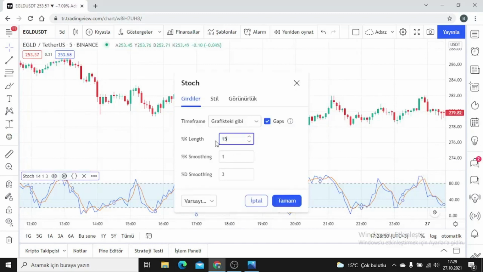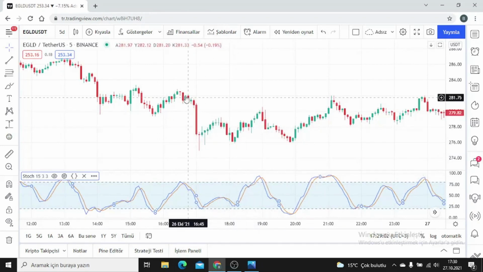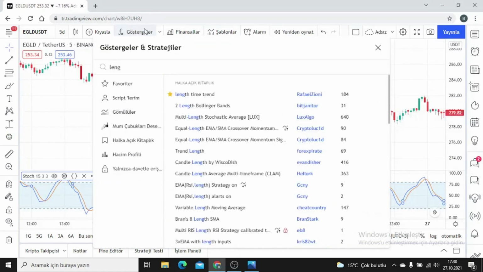But we won't change the settings too much. Friends, as you can see, we will change 14 to 15 and 1 will be 3. The settings of stochastic will be like this, and then I click OK. Again, as you can see, it has a very simple appearance.